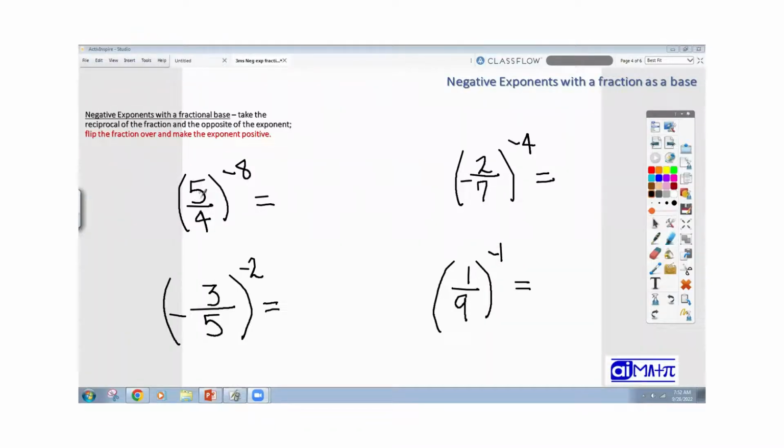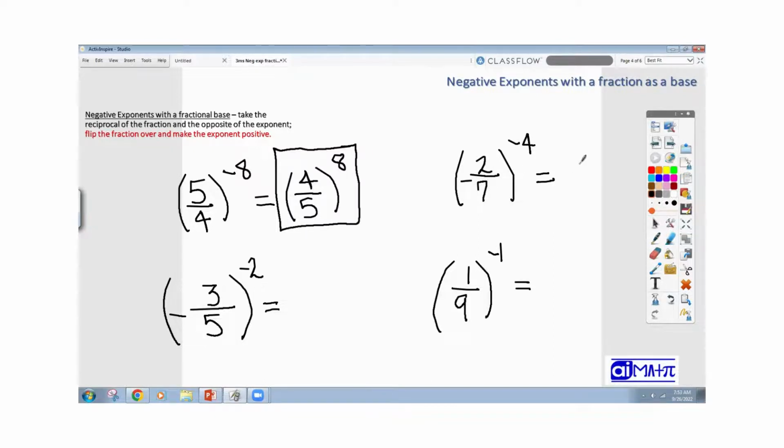First fraction starts off as 5 over 4 to the -8th. So we would now flip this over to 4/5. And that is to the 8th power. This would be your final answer.